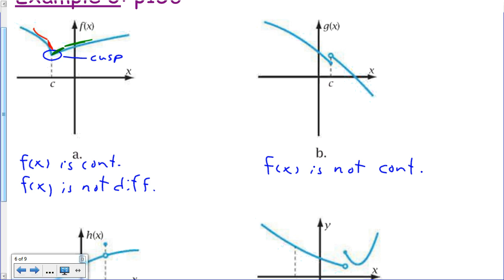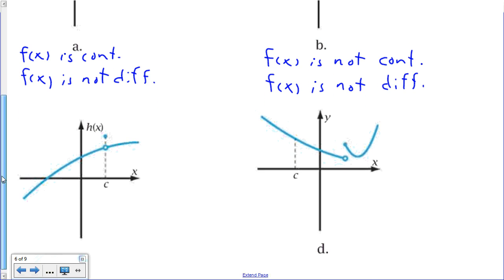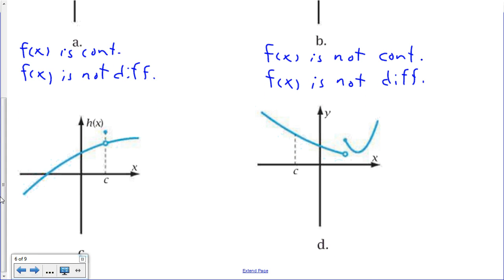And remember our second property, the contrapositive of our first property, said if you're not continuous, then you're not differentiable. So we automatically get that f of x is not differentiable here. And anytime you have a step discontinuity, you're going to see that same thing happen.